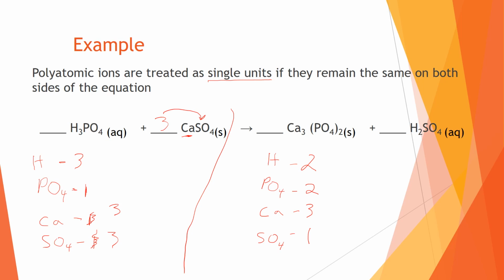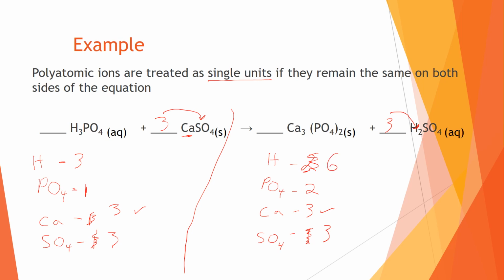So we keep plugging away at it. So now this is balanced at the moment. That could change. Okay, so now I have 3 SO4s over here, and I only have 1 SO4 over here. So how do I change that? Well, I can put a 3 here. Okay, so that changes this to 3. All right. But now that's also going to change this number. So 3 times 2, right? That now gives me 6 hydrogens on this side.